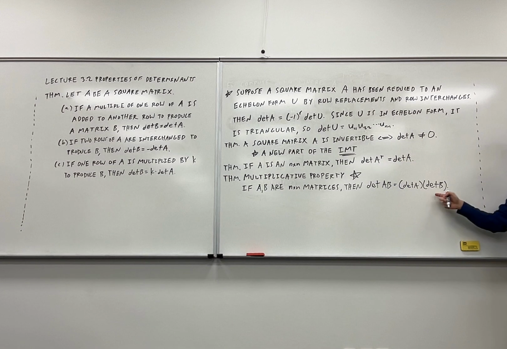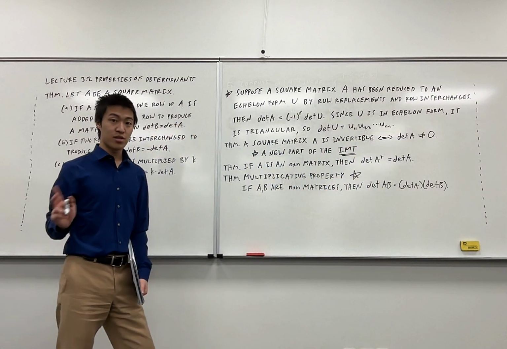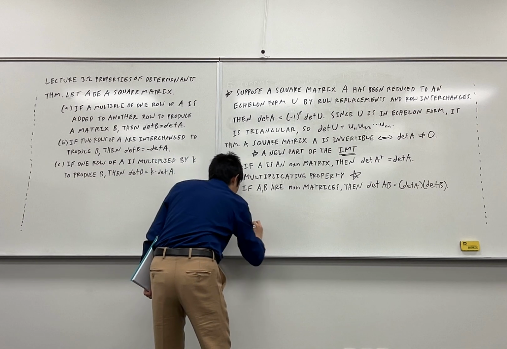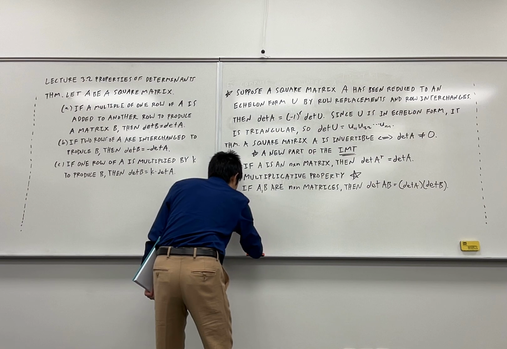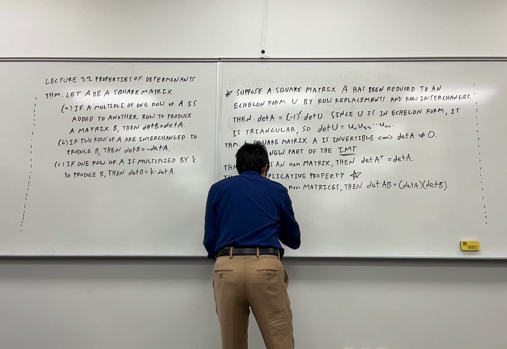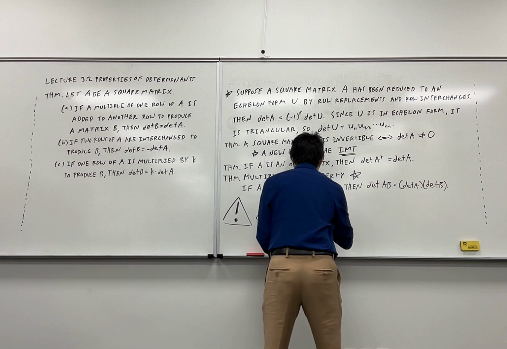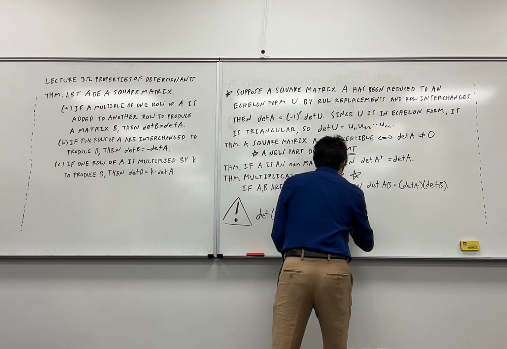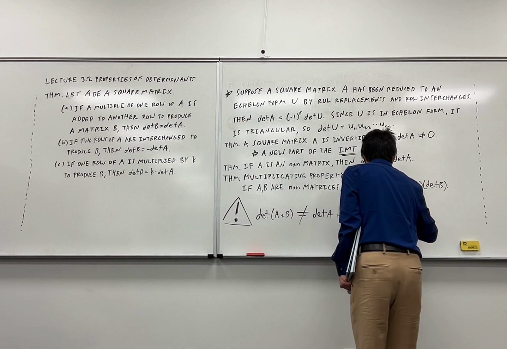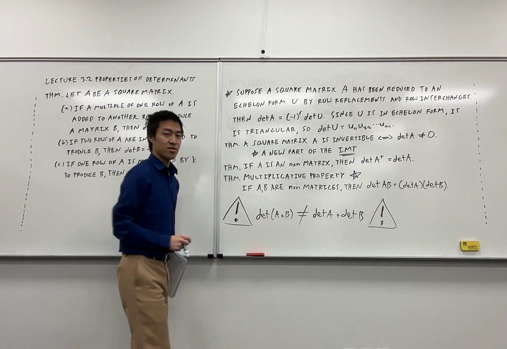Now, there is one trap, and it's that you may think you can do this with addition. You cannot. Here's the warning. I'll put this in a big warning box. The determinant of A plus B is not the same thing as the determinant of A plus the determinant of B. You cannot do that, so do not be trying this.